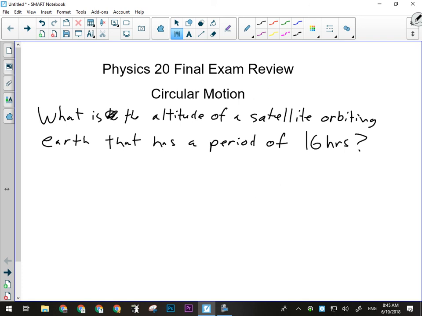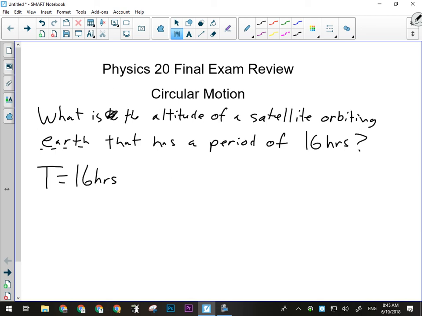And we're told that it's orbiting Earth, so I indirectly tell you that you need to use the mass of the Earth and radius of the Earth and things like that. And it has a period of 16 hours. So first off, what do I have to do with that period right now? Can I use it in hours?